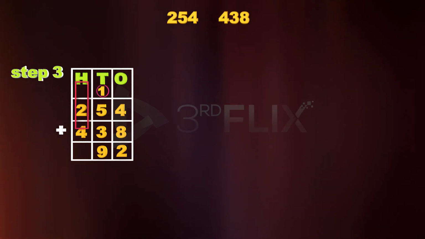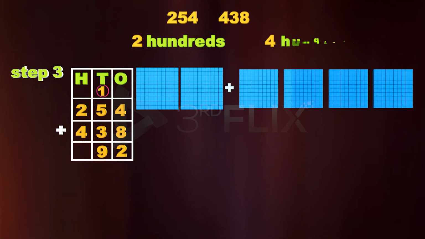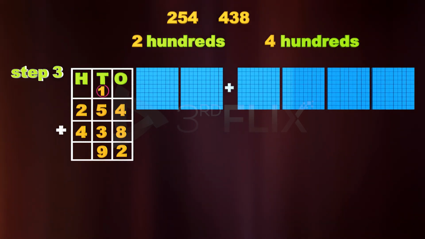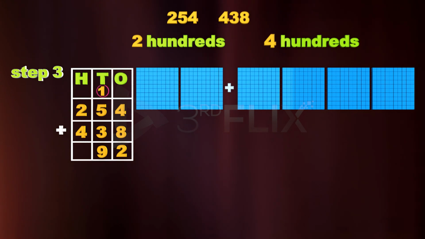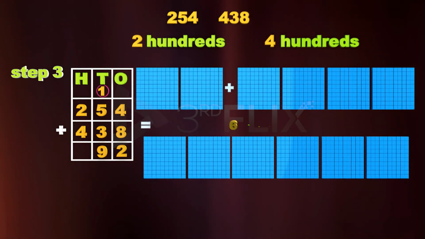Step 3. Add the hundreds. 2 hundreds plus 4 hundreds. So, 2 hundreds plus 4 hundreds is equal to 6 hundreds. Keep 6 in the hundreds column.